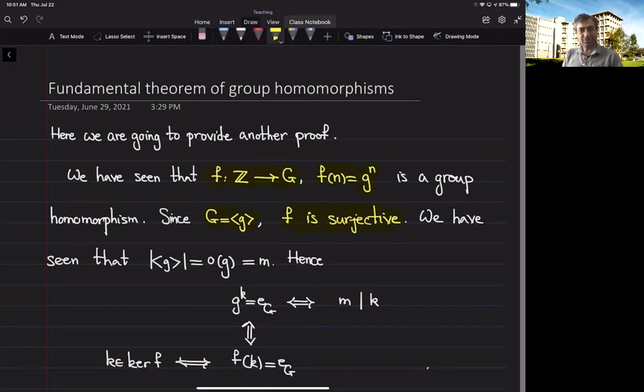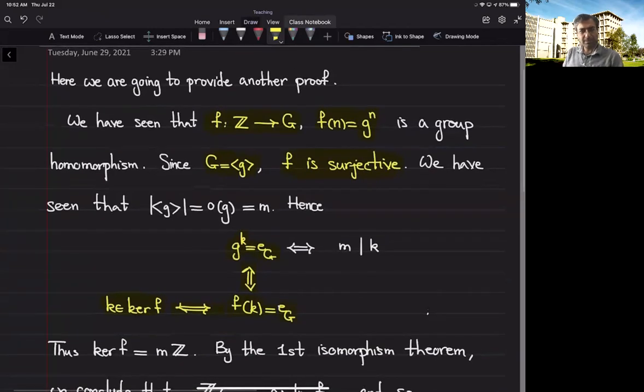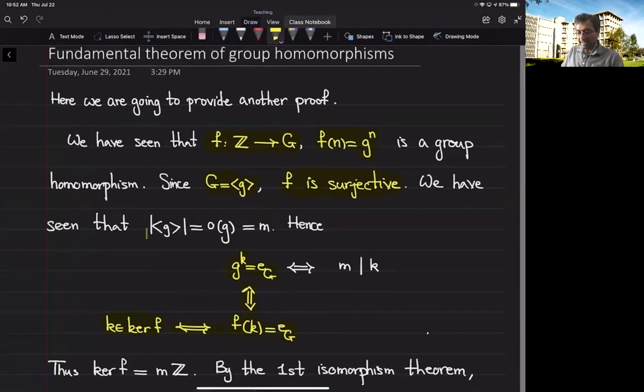Now let's focus on the kernel of f. What can we say about the kernel of f? Remember, something is in the kernel of f precisely when f of k is the neutral element of the codomain, and that means g to the k is supposed to be the neutral element of the codomain. But here comes the definition of order. Remember, we have proved that the cardinality or order of a cyclic group is equal to the order of the element g. Knowing that the cardinality of the group is m, we deduce that the order of this element is m.